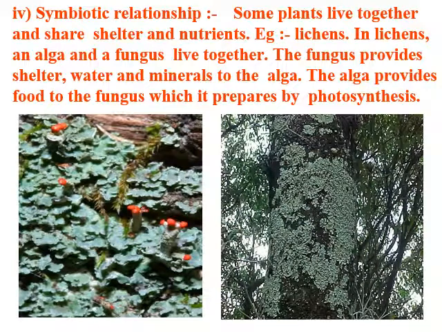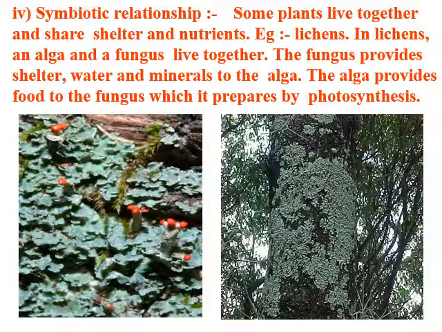Another mode is symbiotic relation. Some plants live together and share shelter and nutrient. For example, lichens. In lichens, there is close association of algae and fungus. They live together. The fungus provides shelter, water and mineral to the algae, and in turn, algae provide food to the fungus, which is prepared by photosynthesis, as algae is green in color. Algae do not have the root system, and fungus provides the root system to the algae.